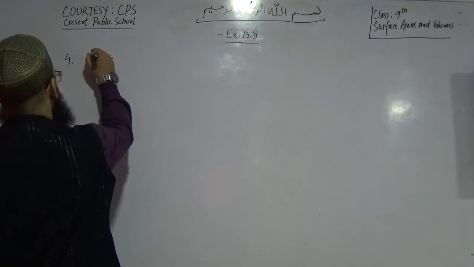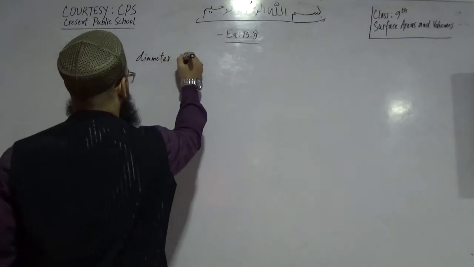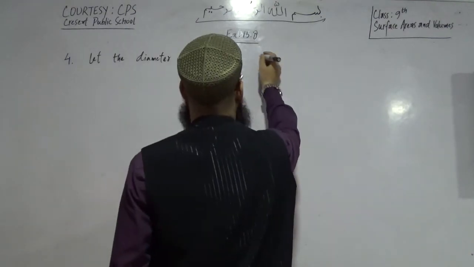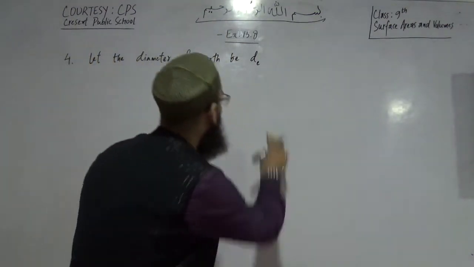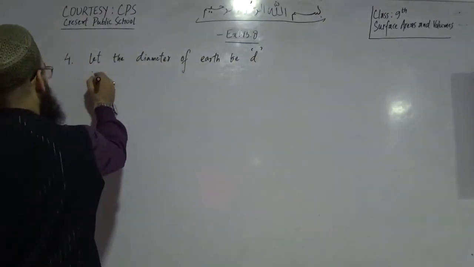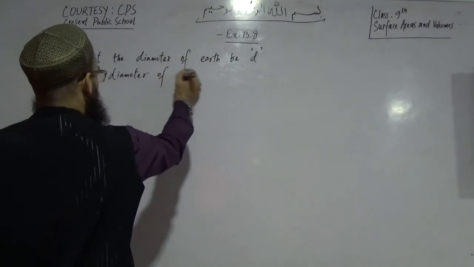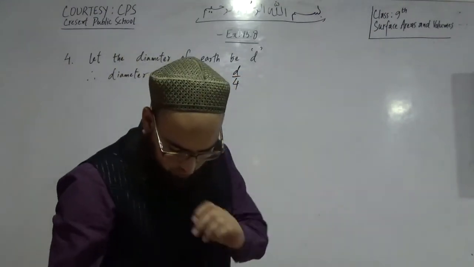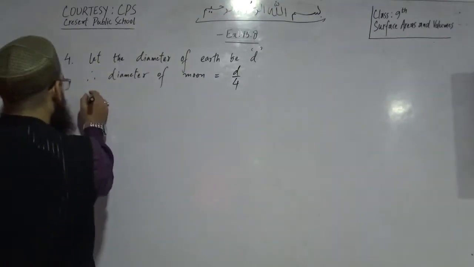Let the diameter of the earth be d. Therefore, the diameter of the moon is equal to d by 4, because it says it's 1/4 of the diameter of the earth. Now let us find the volume.